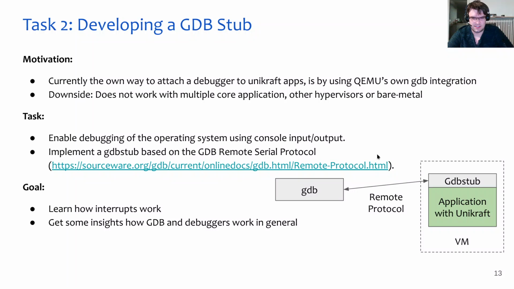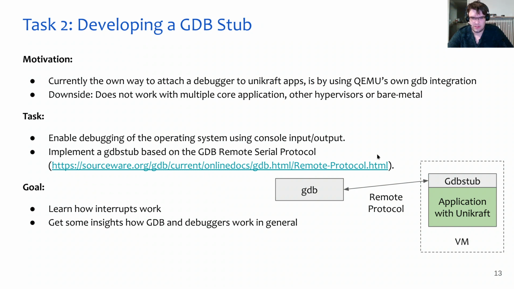The second task is the beefier and more complex task. Here you will address one of the problems that Unicraft has, and that is the debugger integration. Currently, to attach a debugger to Unicraft, what you have to do is use QEMU's own GDB integration. However, that has some downsides. It doesn't work, for example, if you have multi-core applications, or if you try to use a hypervisor that is not QEMU, or if you want to, for example, run on bare metal.